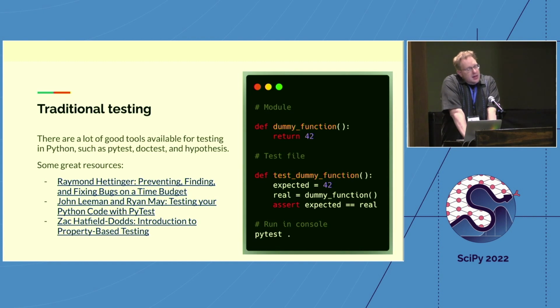Traditional testing. There is a very robust tool chain in Python for writing unit tests, writing integration tests, mutation testing, et cetera, et cetera. I'm not really going to go into too much depth into this. I highly recommend, if you get the chance, to watch Raymond Hettinger's video on preventing, finding, and fixing bugs on a time budget. He really goes over a good set of testing strategies. If you're interested in learning PyTest, there was a great tutorial here at SciPy 2019 by John Lehman and Ryan May. And Zac Hatfield-Dodds has been doing some great presentations on property-based testing.